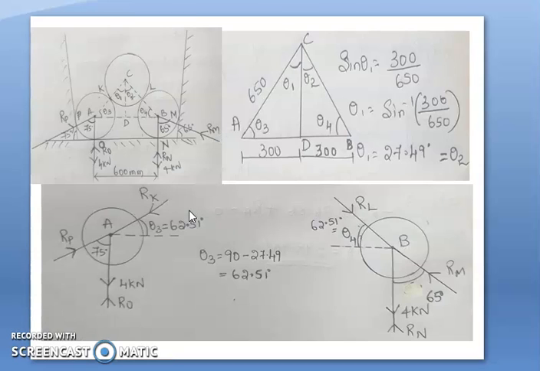Coming to the free body diagram of sphere number A and sphere number B. Now I am going to draw the free body diagram of A. Here sphere number A is in contact with three surfaces and self weight. No doubt self weight acts vertically downward.